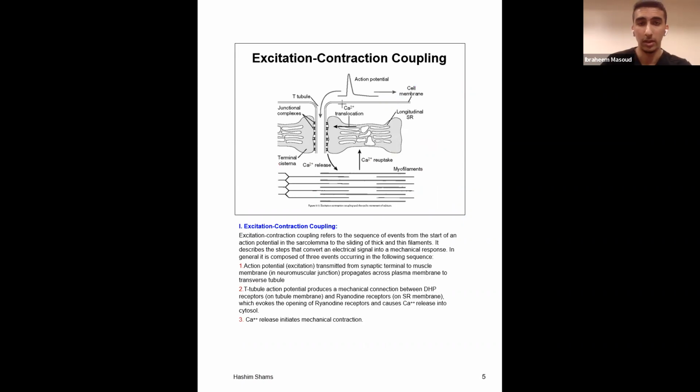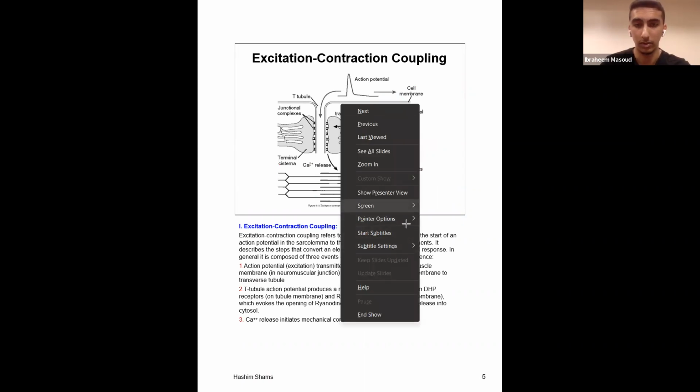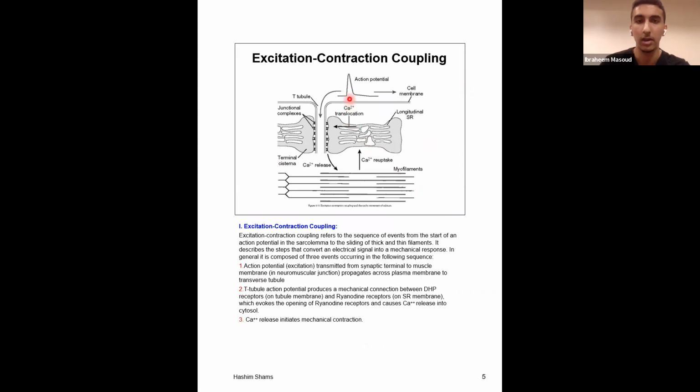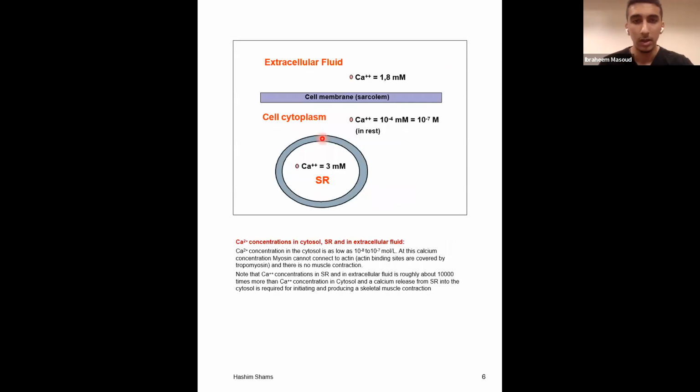This is the action potential. As you can see, let me put the pointer, just one second. The pointer, yes. As you can see, it goes here to the T-tubule. The action potential causes depolarization, which opens the calcium channels, which are the ryanodine receptor and the DHP receptor. The DHP receptor moves away, changes happen, and calcium leaves. This is exactly what's happening.